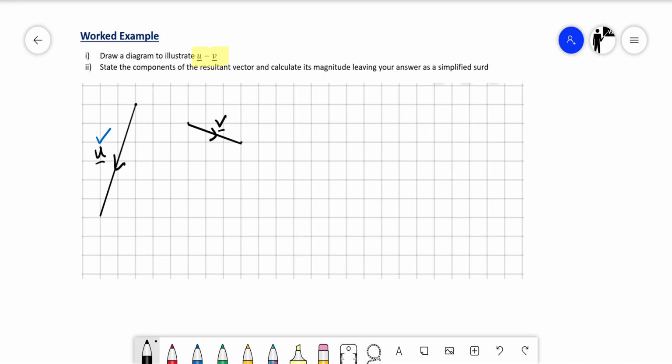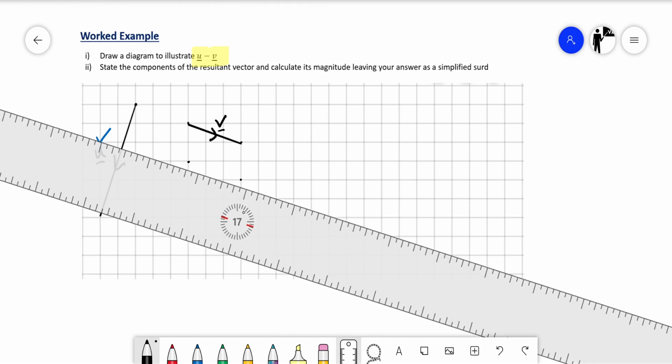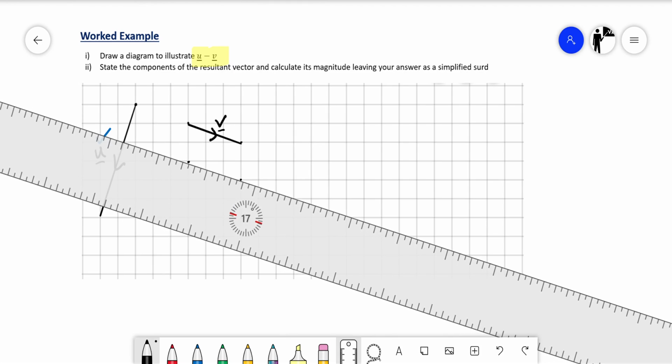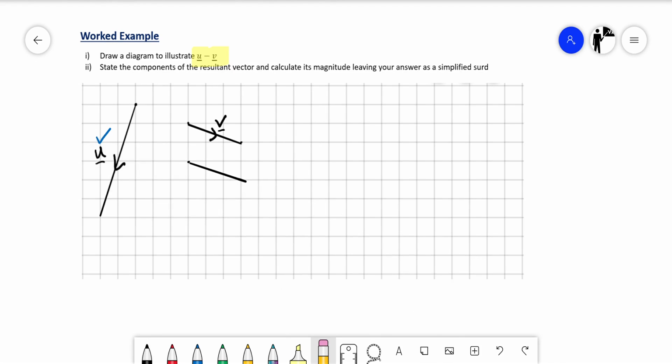So here's the vector v. What is that? That's 3, minus 1. If we want to draw minus v, it's going to need to go in the opposite direction, and that is the vector minus v. So I've now got a vector for u, and I now have a vector for minus v.